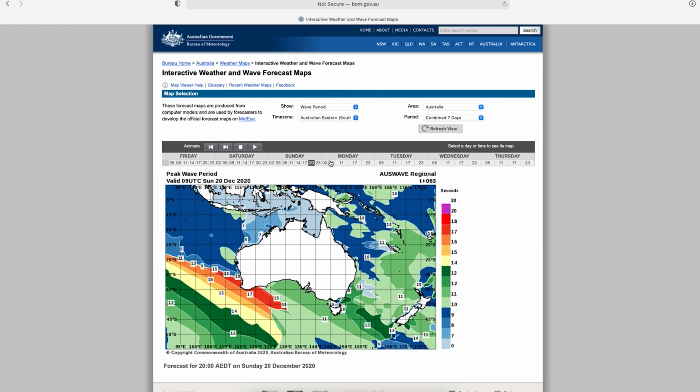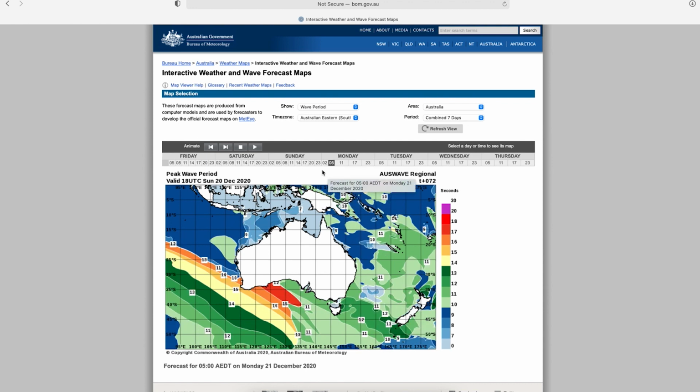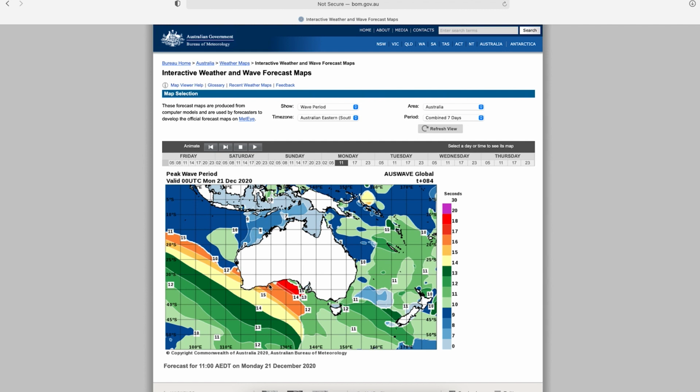So this is at midnight the night before. We've got an 18-second period band there, jumping through to 5 a.m. We're getting 16 seconds, and through to 11, we're still getting a 14-second period there. For summer, that's pretty typical, and I'd say that's going to be a nice, clean, strong groundswell.